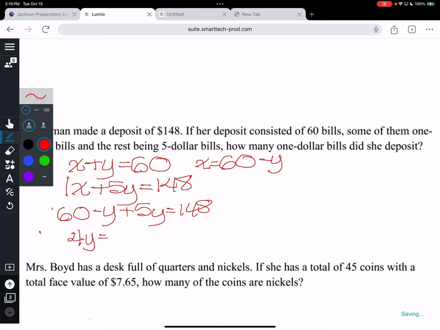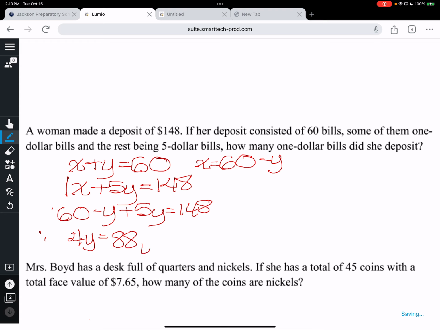So what does y equal? 22. What does that mean? She has 22 $5 bills. So then we have x. How do we figure out the $1 bills? You plug 22 into the equation. So we would have x plus 22 equals 60.